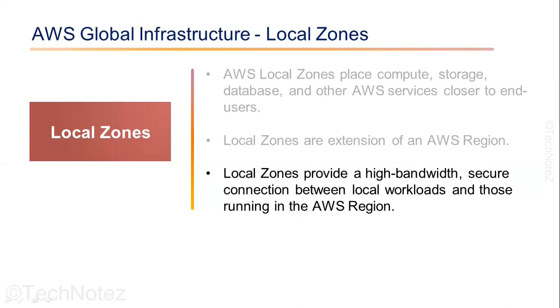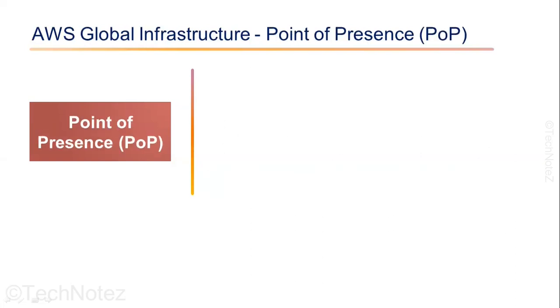Local zones are essentially a way for AWS to bring the cloud closer to the customers, providing customers with more localized, high performance service with the same level of security and compliance as the main AWS infrastructure. To use the local zone, we need to enable it first, and then we can host our resources in the local zone. Next, let's talk about AWS point of presence.